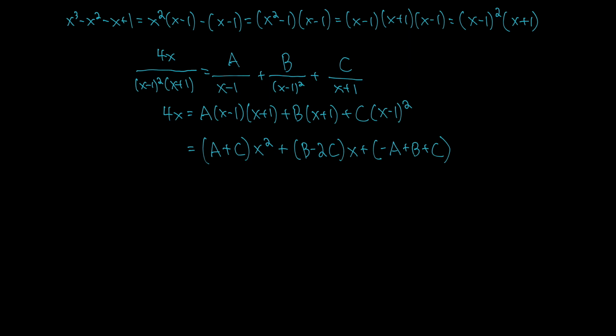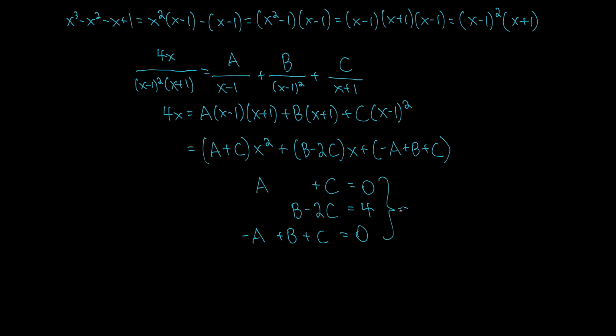So what we'll do is we'll equate our coefficients. Notice there is no x squared. So we just end up with A plus C is equal to 0. And then we've got B minus 2C is equal to 4, because there is a 4x. And there's also no constant term, so this last term must also be 0. So we have minus A plus B plus C is equal to 0.